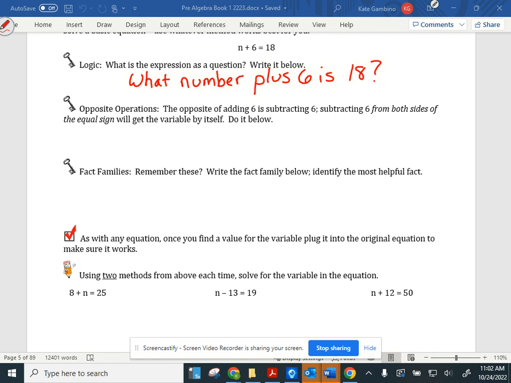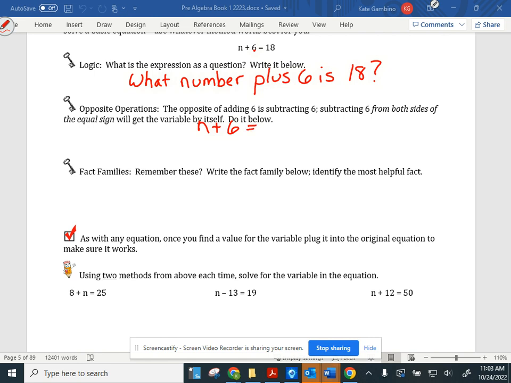You could use opposite operations. So this one you're saying, okay, what number plus 6 is going to give me that 18? Or you could look at it going the opposite way. The opposite of adding 6 is subtracting 6. Subtracting 6 from both sides of the equal sign will get the variable by itself. So let's see what that looks like.